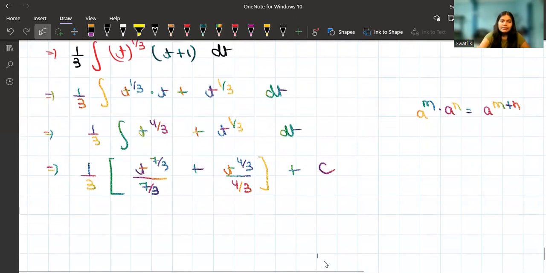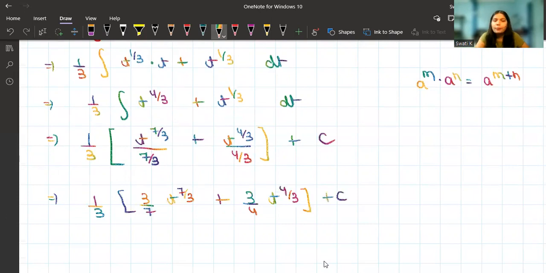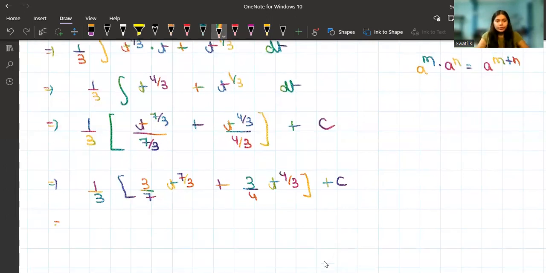So if you simplify this, it will clearly become 1 upon 3, and if you simplify this, this will become 3 upon 7 t raised to 7 upon 3 plus 3 upon 4 t raised to 4 upon 3 and then plus c. Now let's bring this 1 upon 3 that is outside the bracket inside. So clearly 1 upon 3 times 3 upon 7, 3 will get cancelled. So only 1 upon 7 t raised to 7 upon 3. Here also 3 will get cancelled because using the distributive property, 1 upon 4 t raised to 4 upon 3 plus c.